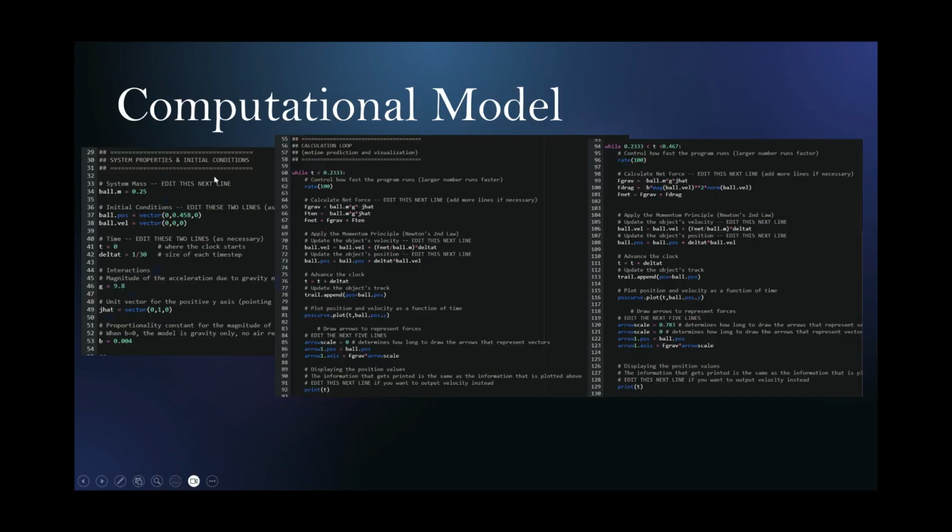For the computational model, we can see our initial conditions, which we set our mass to be roughly 0.25 kilograms. Our ball position is half a meter above the ground. Delta t is 30 frames per second. Our gravity is 9.8. J hat is the positive y direction. Our proportionality constant for the drag is 0.004, since the drag on the slinky should be very low.